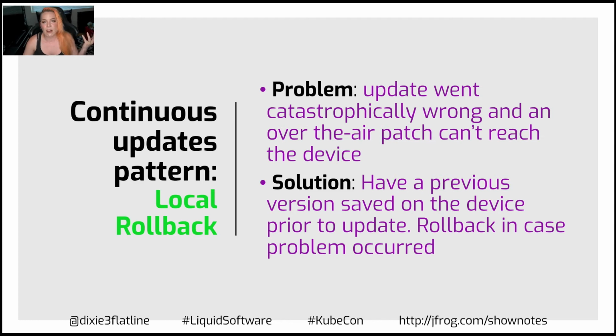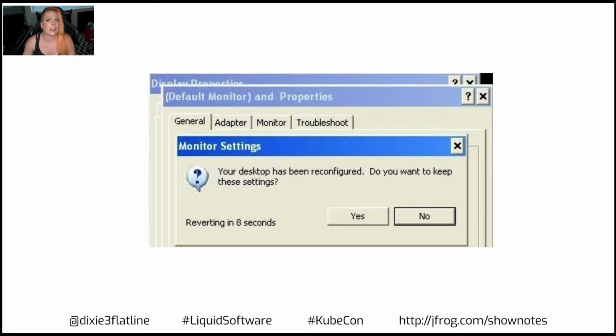You have another version of the software saved on the device and automatically roll back to it if a problem is detected. This isn't a new idea either, actually. Windows 98 could do this. If you changed your desktop resolution to something incompatible with your monitor, the whole screen would go black. As an answer to this problem, Windows would require you to confirm that you want to keep the new settings.